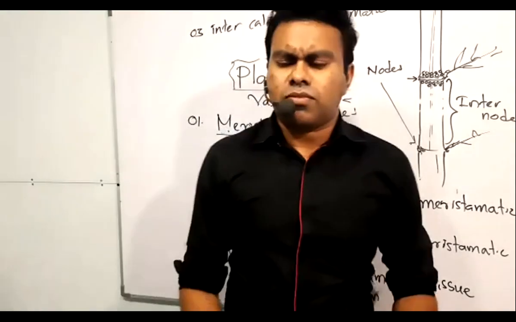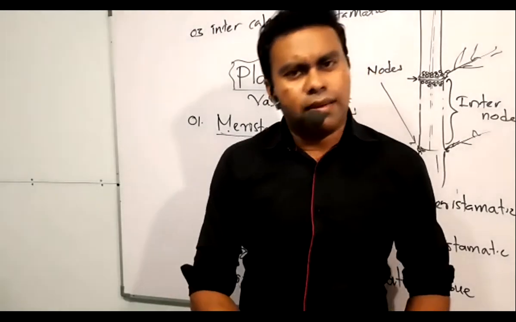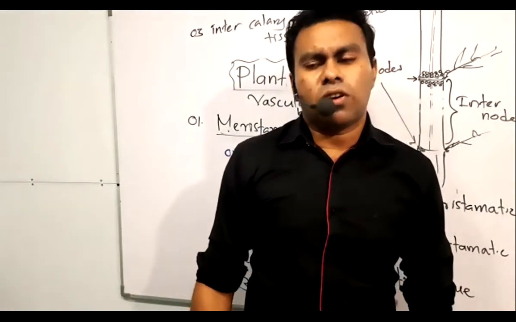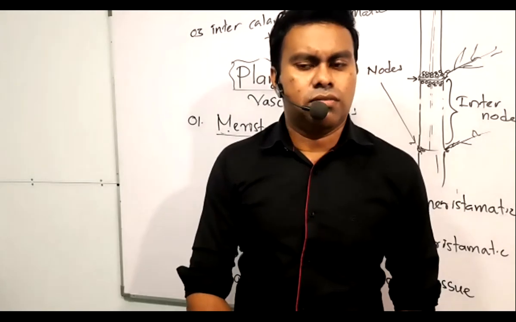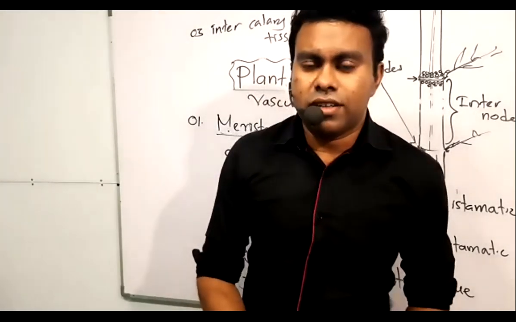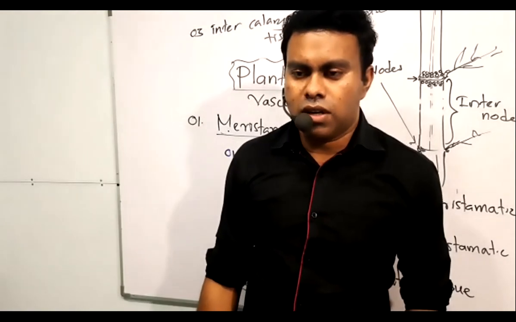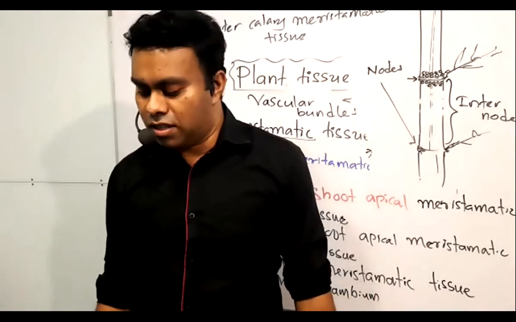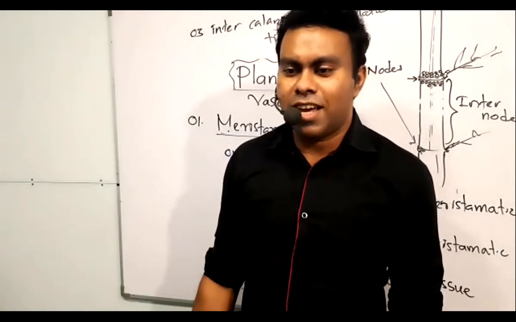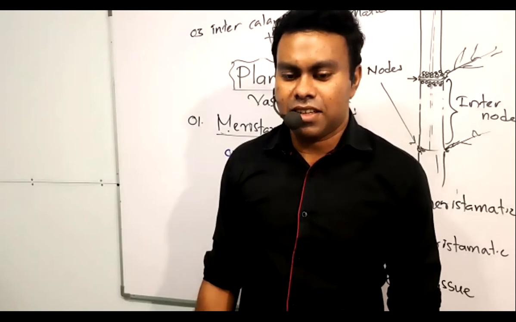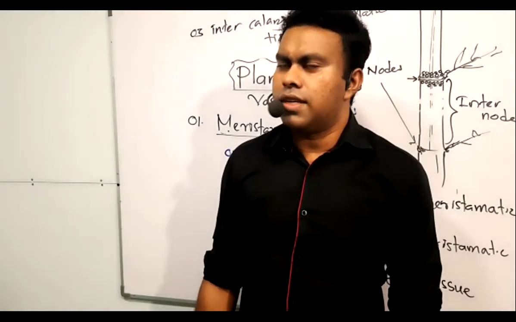Sir, do we find vascular cambium in dicots or monocots? Good question. There are two types of plants according to the cotyledons in the seed embryo. One is dicotyledonous plants, another is monocotyledonous plants. For the first time, you come across that in grade 6. In your syllabus, that's grade 7.